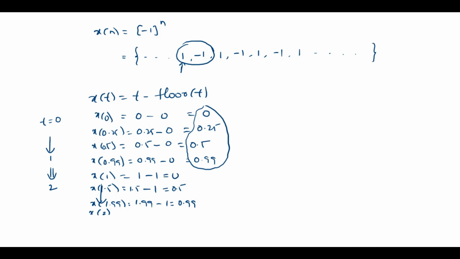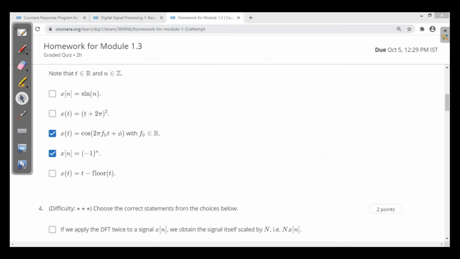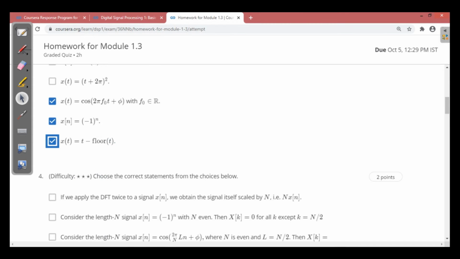That seems to be approximately a sawtooth function, which increases the value from 0 to 0.999, and again from 1 to 2, then 2 to 3, like that. Now observe the waveform. Again it is periodic. So x of t is equal to t minus floor of t is again periodic.